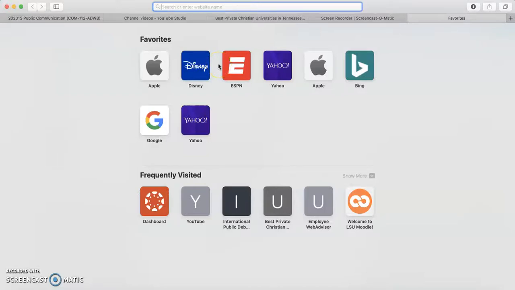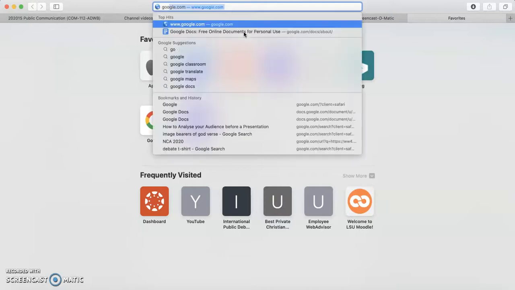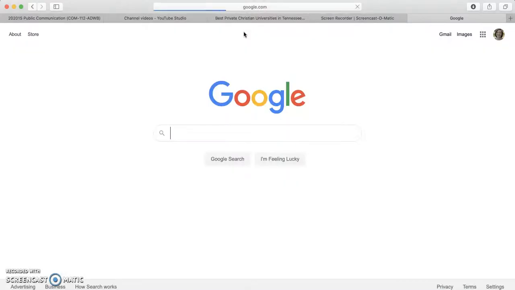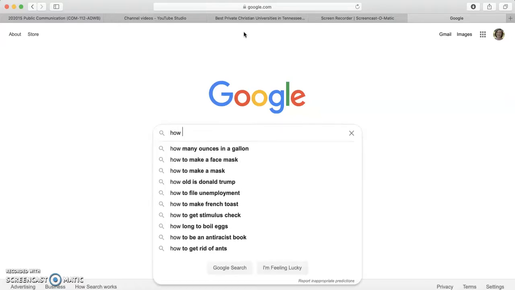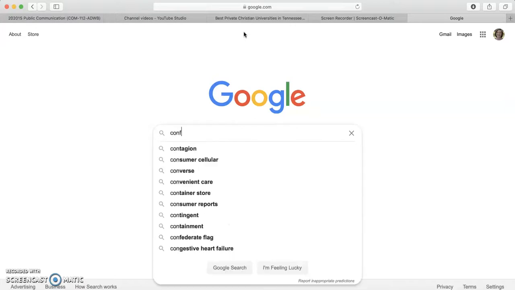Today we're going to talk about how to do effective research. So what I want you to do is go ahead and start by going to Google. This should sound straightforward so far. We're going to first talk about how to identify credible sources when you're just doing a regular Google search. So we're going to look up conflict in marriage.